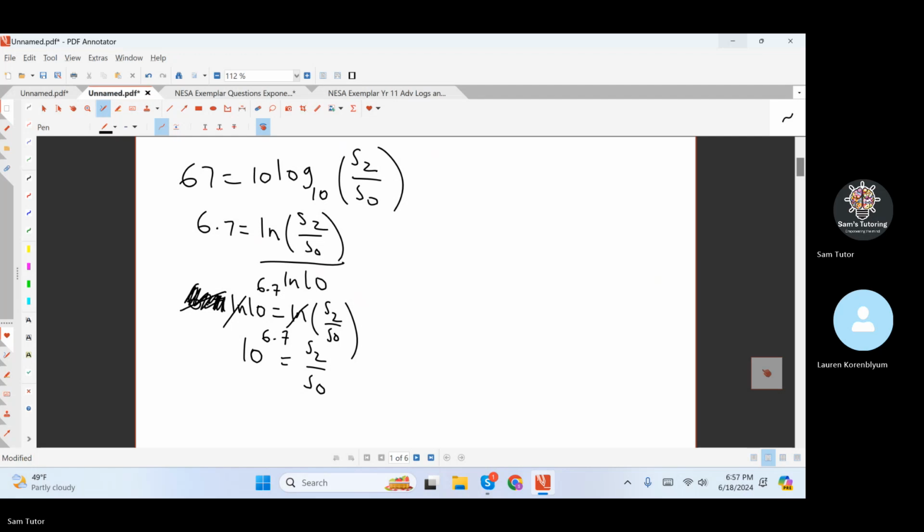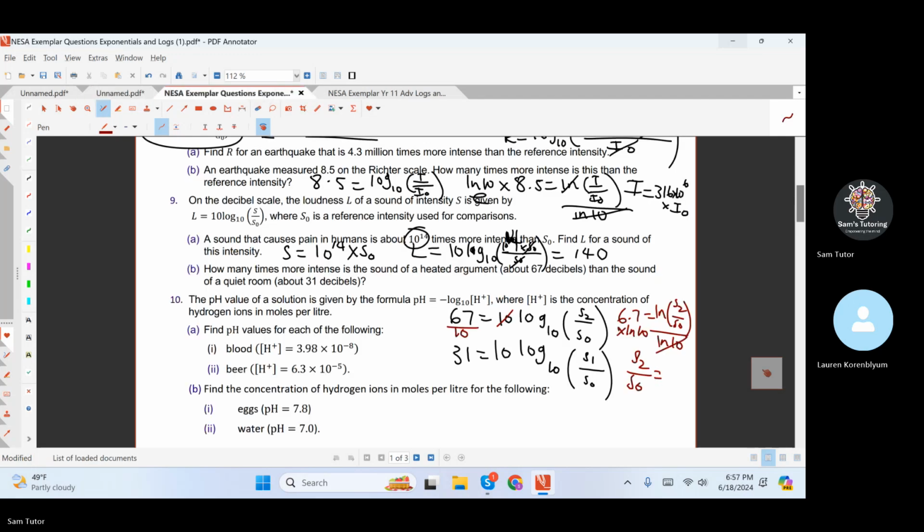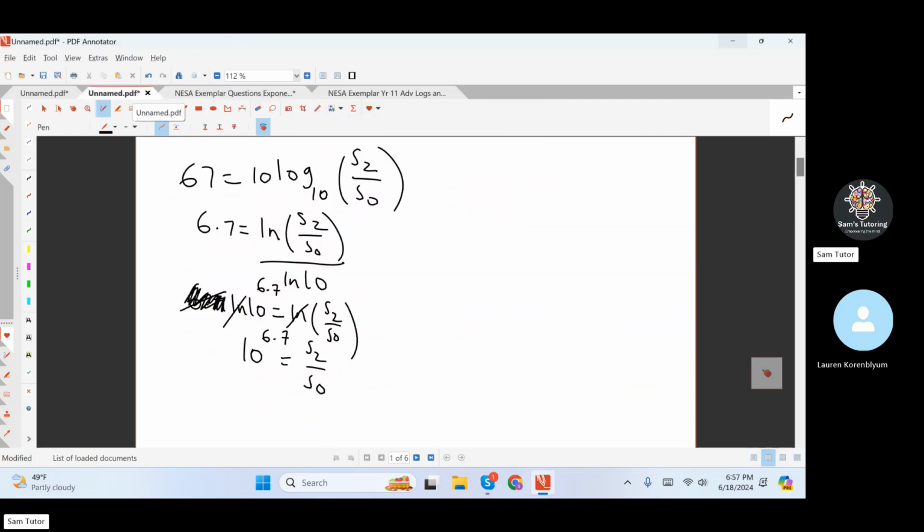Got it? Now that we kind of know that, I think we can cheat for the next one and say, what was the other number? 3.1, thanks. So I think we can say that it should be 10 to the power of 3.1 is equal to S1 over S0, if I'm not wrong. I think so. Okay. Any questions at this stage?